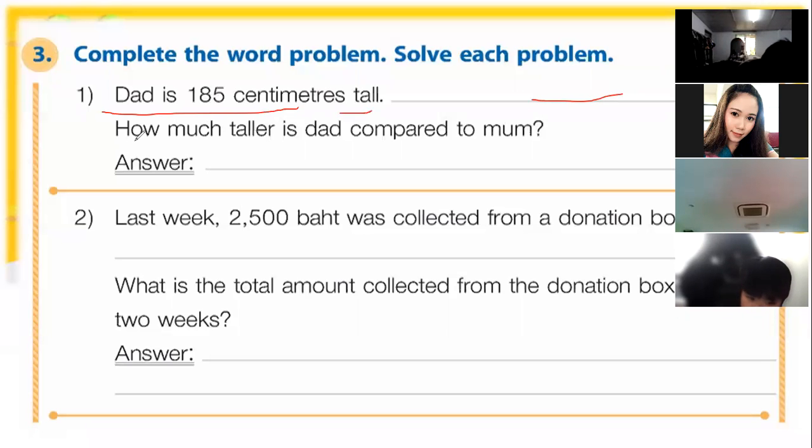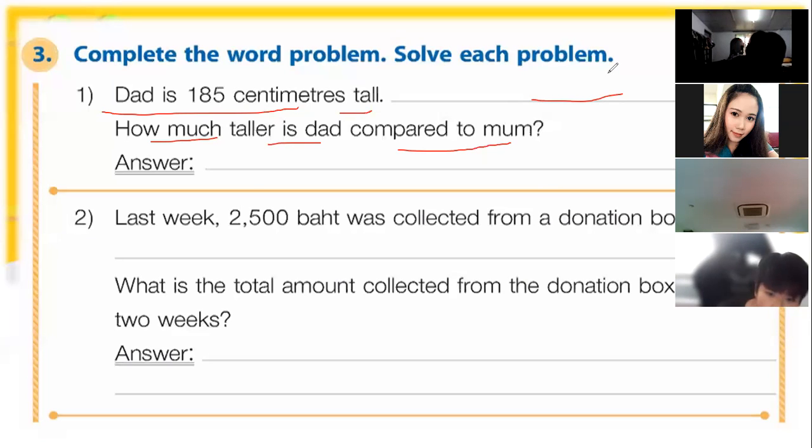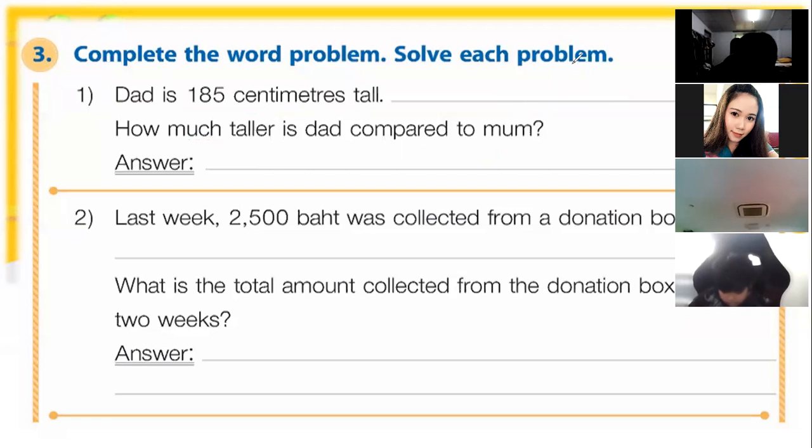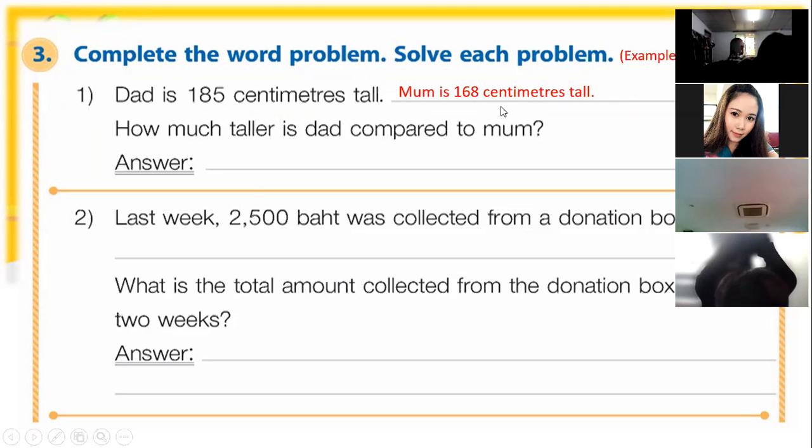Okay, students, now look at the question. What is the question asking from us? The question is, how much taller is dad compared to mom? So we have the information given to us, that is 185 centimeters tall. What will the second information be, students? The second information we can have here is, for example, mom is 168 centimeters tall.